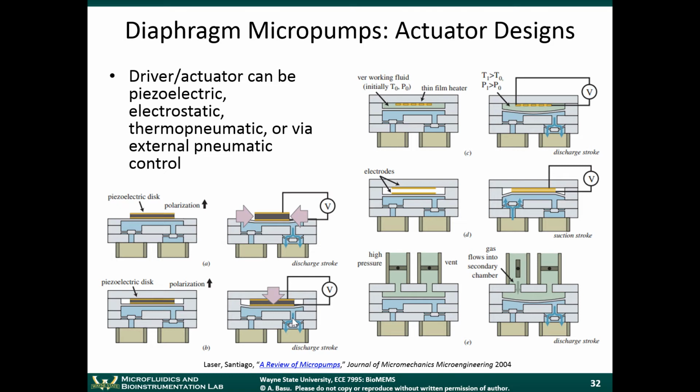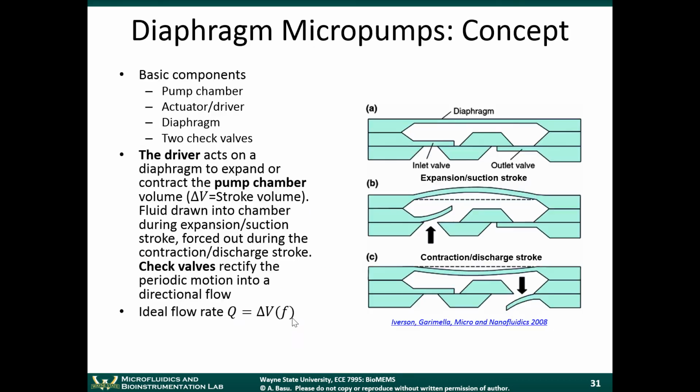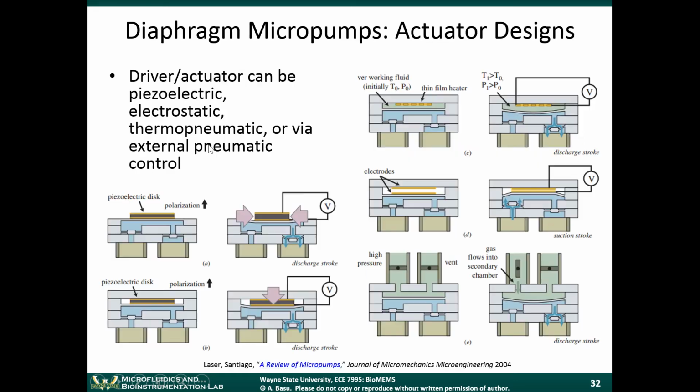There are many other micropump papers focused on specific types of micropumps. But this was just a general overview. And it's nice because it talks about some of the general concepts in diaphragm micropumps. So with the diaphragm micropump, remember you need a chamber, an actuator, a diaphragm, and then the check valves. So these are the different possible actuator designs. Just to give you a breadth, the driver or the actuator could be piezoelectric, electrostatic, thermopneumatic, or it could just have external pneumatic control.